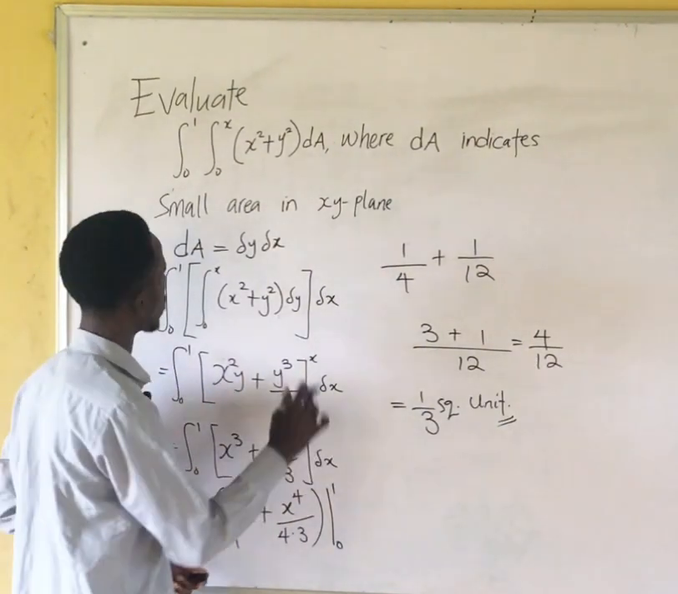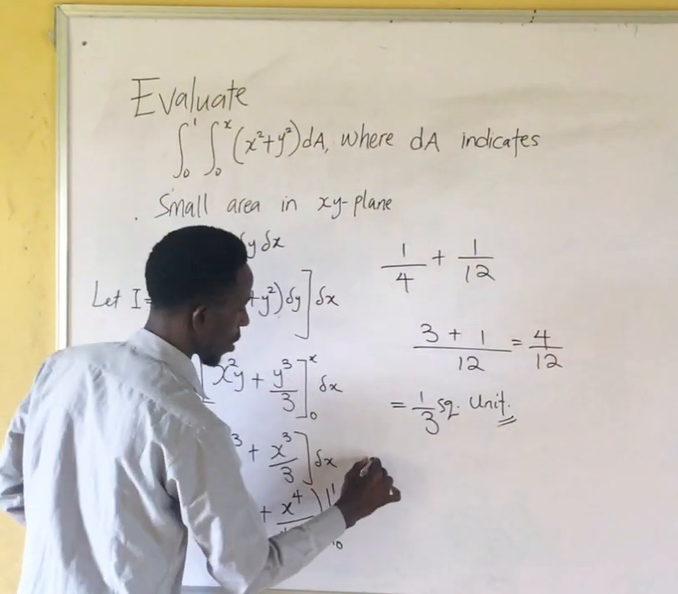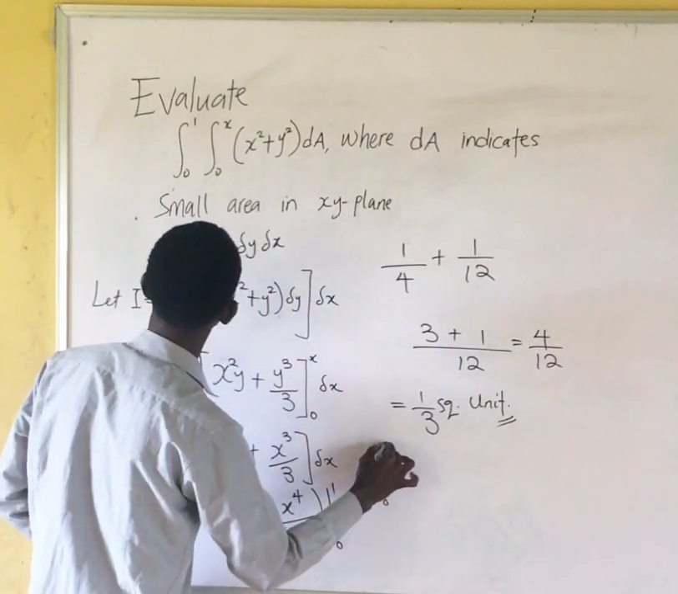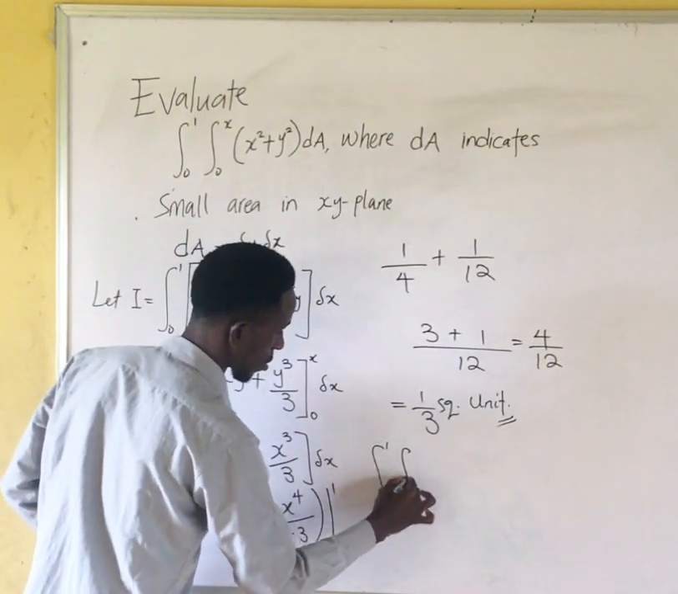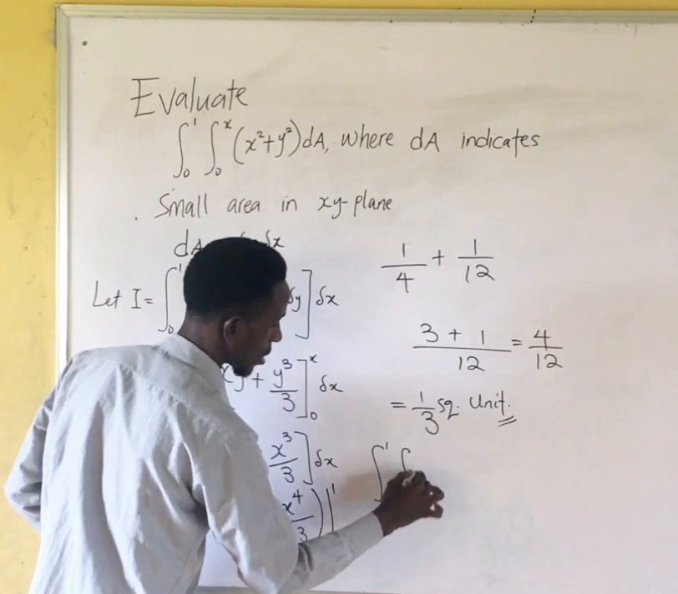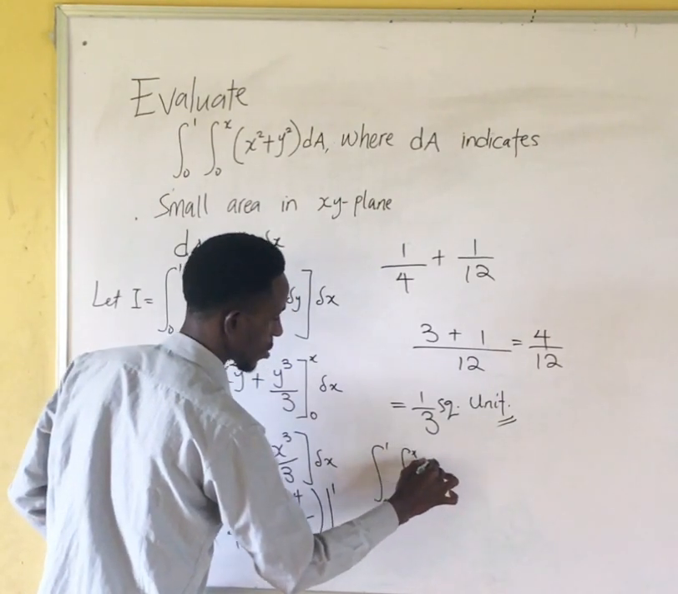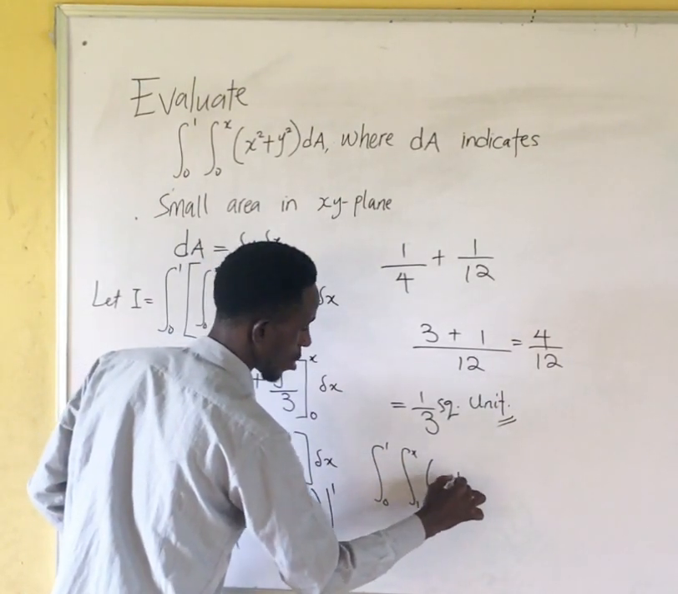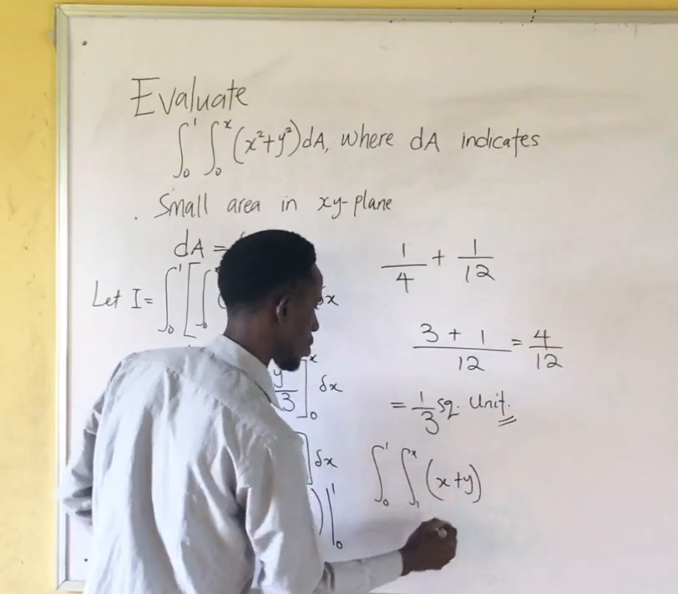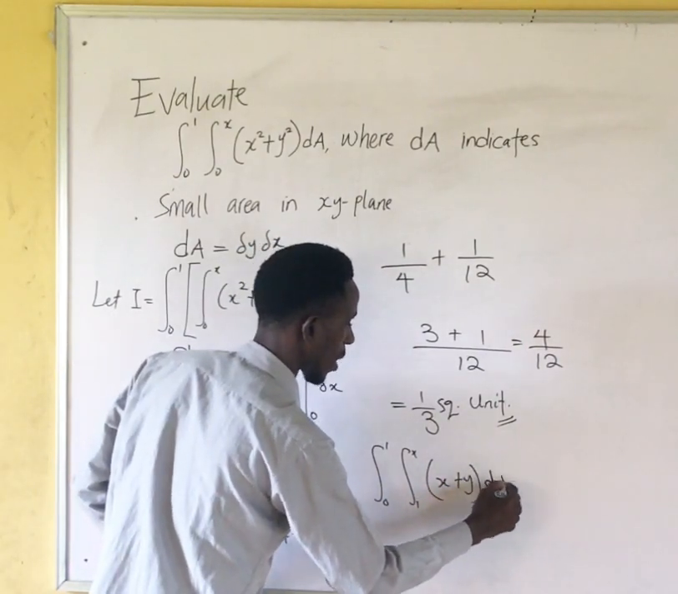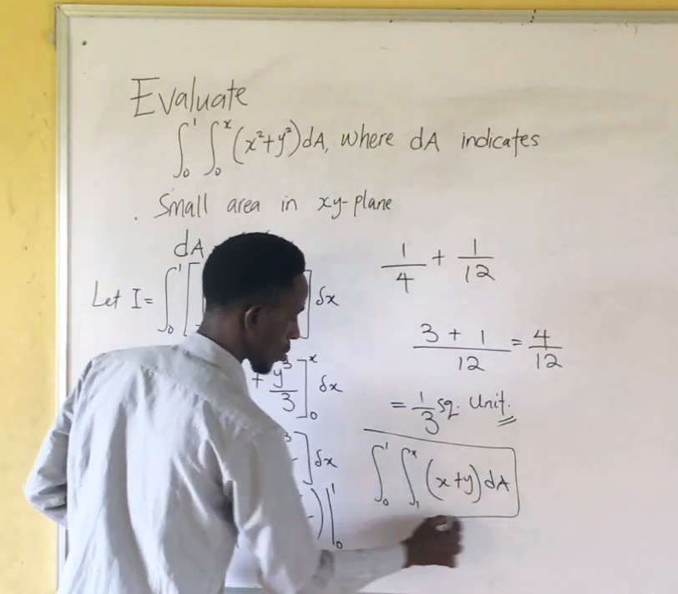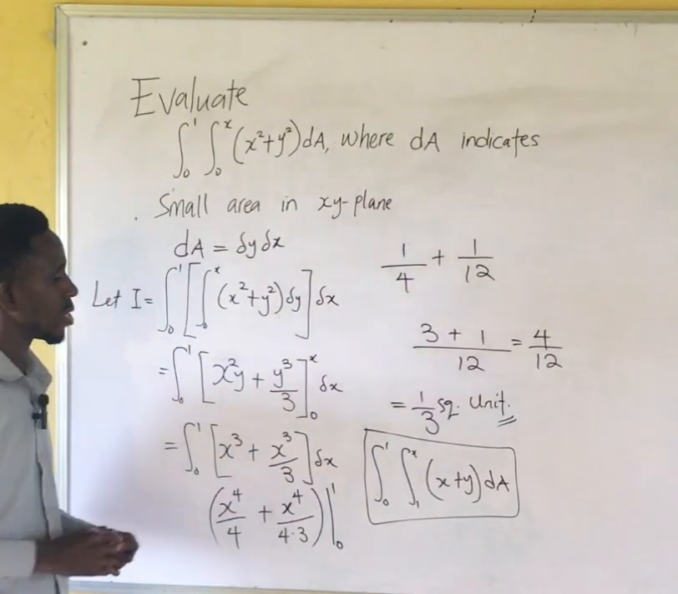So try this out. You have something like this: the same interval, 0 to 1, and the second interval is 1 to x. I'll just give you a simple question that you'll be able to answer quickly. So try this one out and let me see what you are going to get.